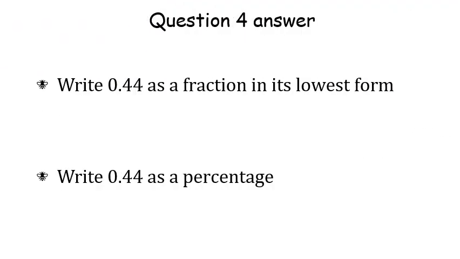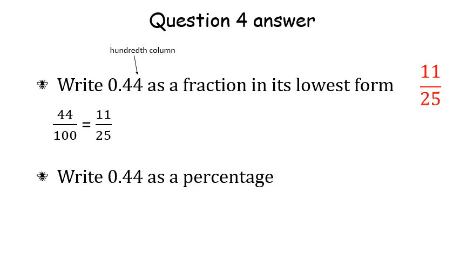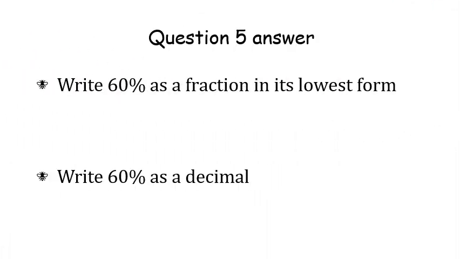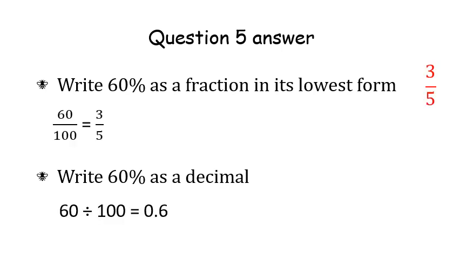Question 4. To write 0.44 as a fraction, we make the 44 out of 100 and then cancel it down to 11 over 25. In order to make a decimal into a percentage, we just multiply by 100, so 0.44 is 44%. Question 5. 60% as a fraction is 3/5 and 60% as a decimal is 0.6.